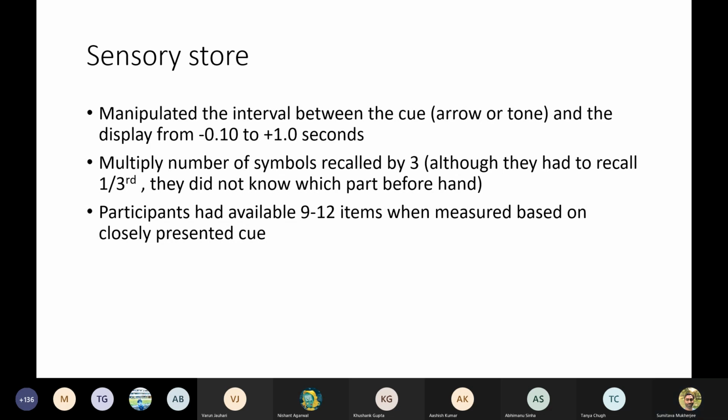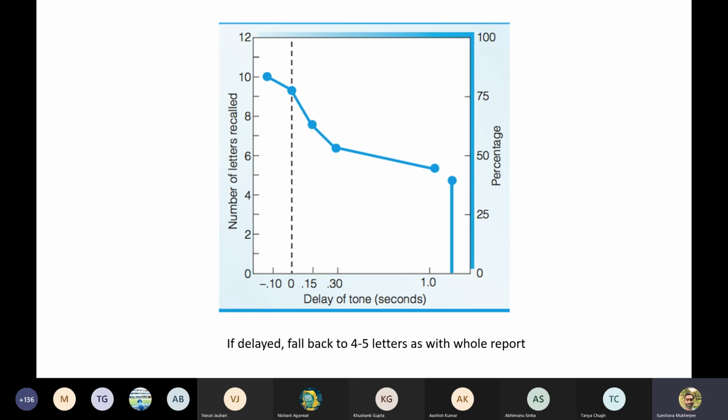But whatever you are recalling is a smaller subset of that. It's a much smaller part of what is actually stored in your sensory register. What he also did was he manipulated when the cue is going to come. And I hope I have a graph here. Yeah. So he showed that if you delay the cue, so here at 0, this is no delay.